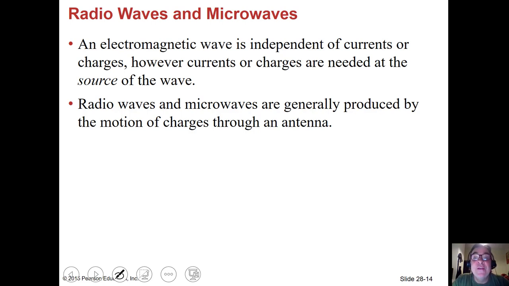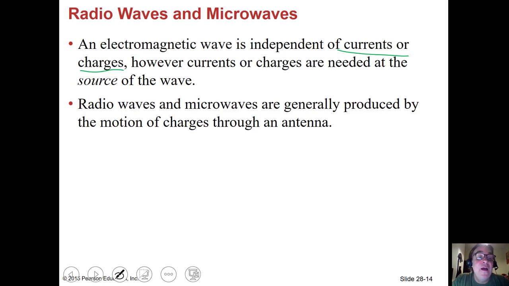An electromagnetic wave is independent of currents or charges. So you don't need anything for these waves to travel through. You do need something to get them started in the beginning, and then you can have a wave. A changing electric field produces a magnetic field, then a changing magnetic field produces an electric field, going back to chapter 25. That's really what an electromagnetic wave is.